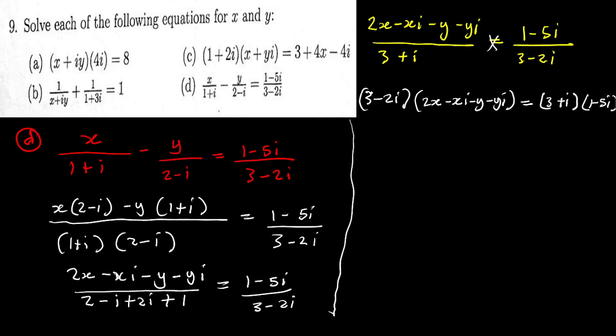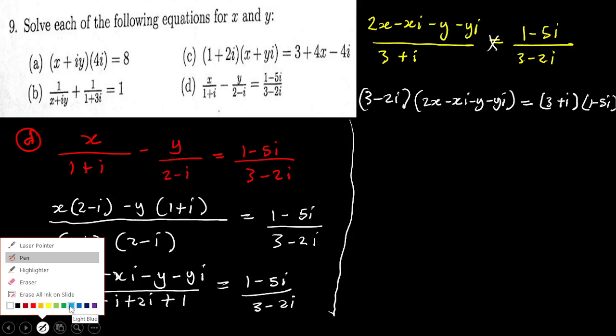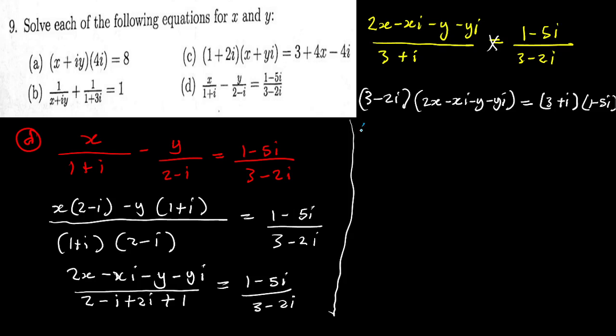So you can just start 3 times 2x, 3 times 2x. Let me use a different color at that point. So 3 times 2x is simply 6x. 3 times negative xi, it's negative 3xi. Then you start 3 times negative y, it's negative 3y. Then again 3 times negative yi, it's negative 3yi. Then you go for the other guy, negative 2i times 2x, it's negative 4xi.